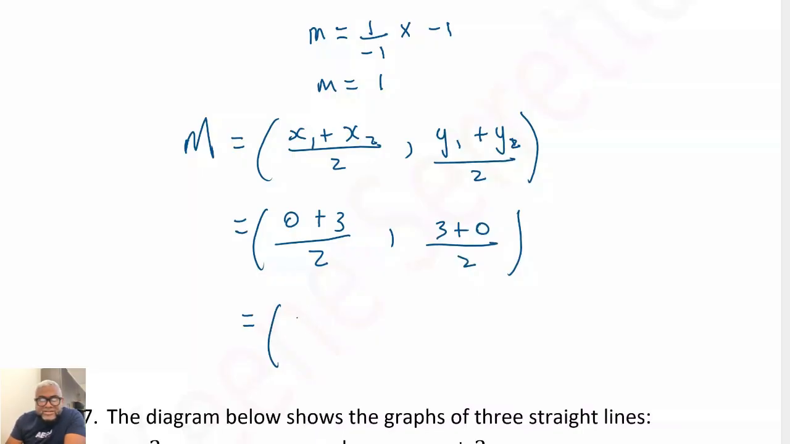Alright, let me go. So 0 plus 3 is 3, so this will be 3 over 2, comma, 0 plus, I'm sorry, 3 plus 0 is 0.